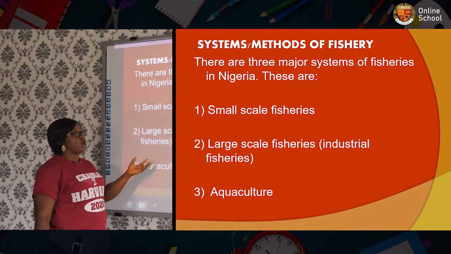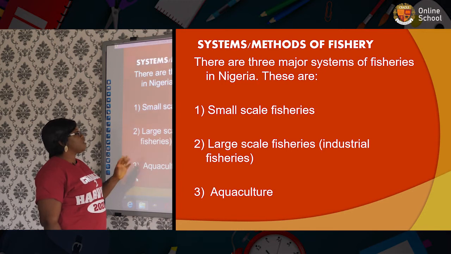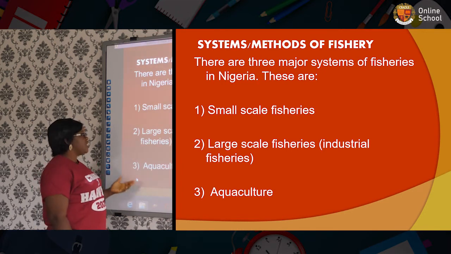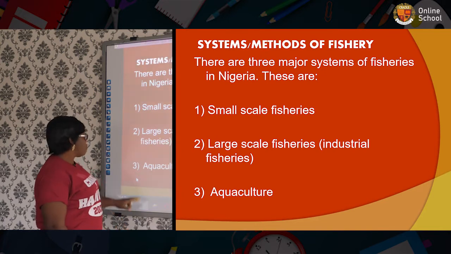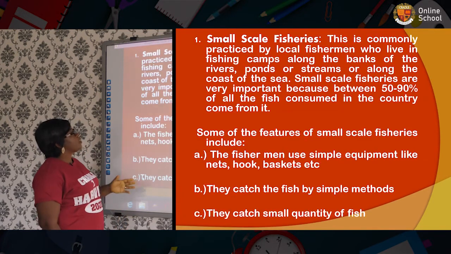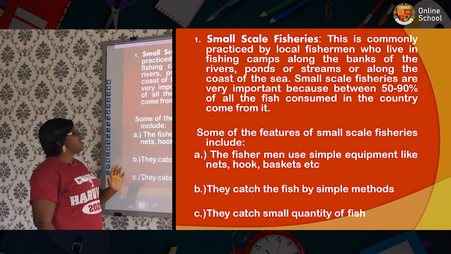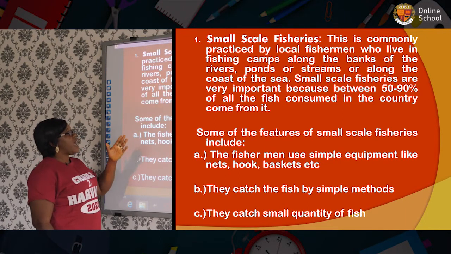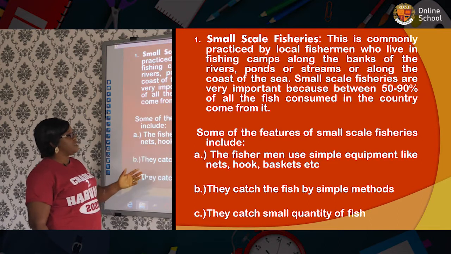Now, the systems of fishery. There are 3 major systems of fishery in Nigeria. These are the small-scale fisheries, the large-scale fisheries, and we have the aquaculture. Then under the small-scale fishery, it is commonly practiced by fishermen that live in fishing camps along the banks of the river, in the ponds or streams, or along the coast of the sea.